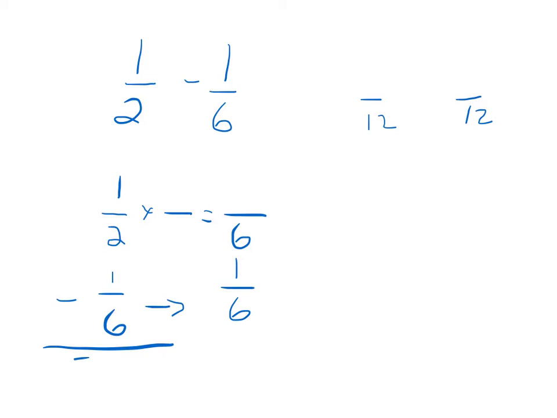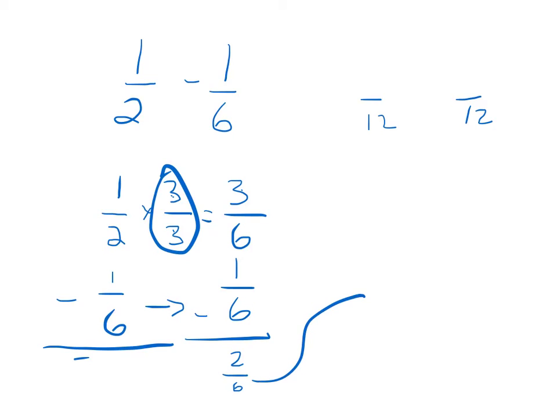So I'm going to keep the 1/6, and this I'm going to have to multiply. So I've got something that has a 6 on the bottom. 2 times 3 will equal 6, so I have to do the same thing here. The numbers on the top and the bottom have to be exactly the same. So 1 times 3 is 3. Now I can subtract 3/6 minus 1/6. That will equal 2. The denominator will be the same.